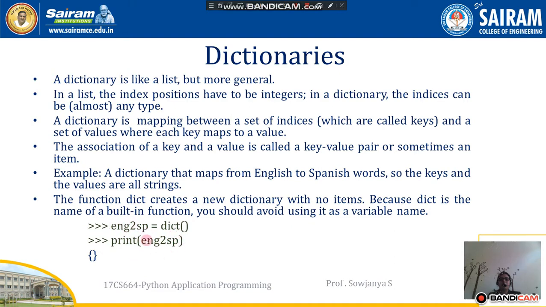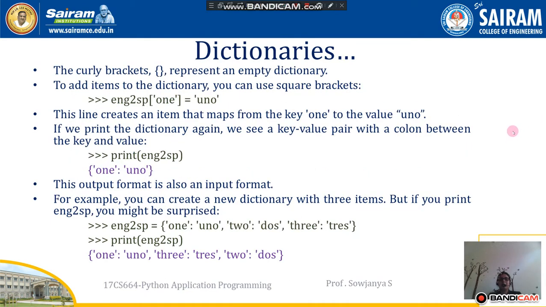Say, for example, this is a variable name, eng_to_sp, to convert from English to Spanish. This is a simple variable name I have given here: eng_to_sp is equal to dict(), and make sure it does not contain any items or values in it. When I print this variable, it gives you an empty curly bracket. That means you have not created any items in the dictionary, so it is returning empty curly brackets. That means the dictionary contains no values.